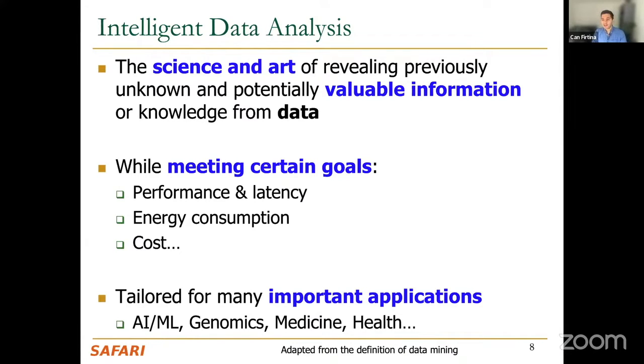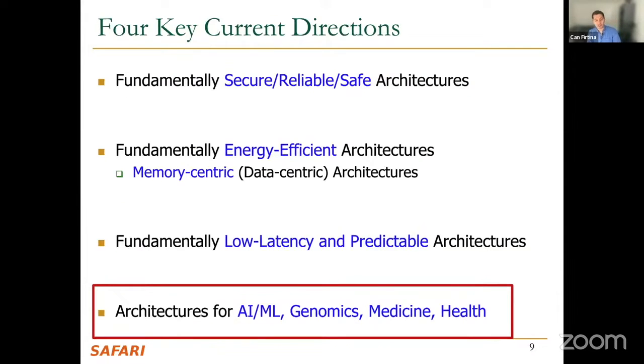Such a data analysis or processing capability should ideally be tailored for many important applications, such as AI and ML applications, or genomics, medicine, and health. And if you can extract such information extremely efficiently by meeting these goals, we can call this type of analysis perhaps intelligent data analysis, because this can meet all of our goals to process the data generated from an important application.